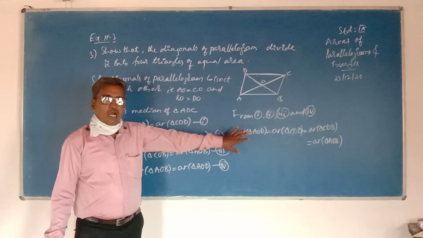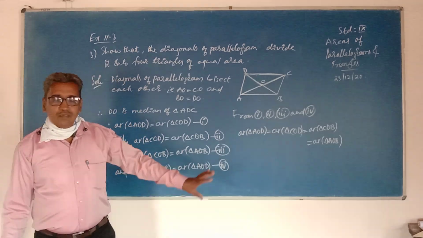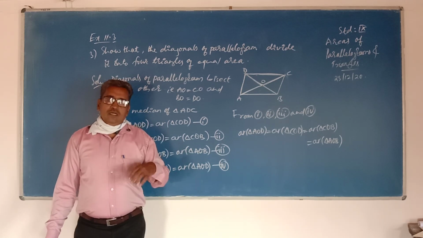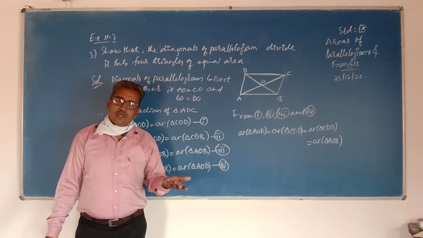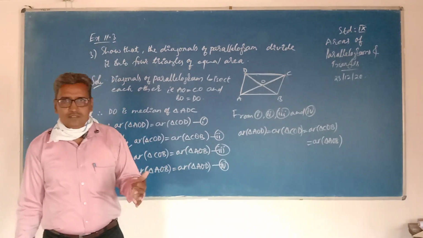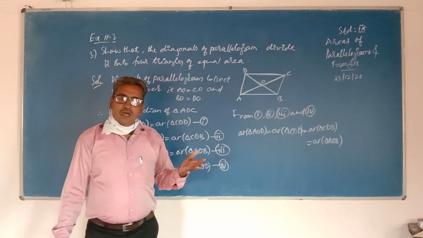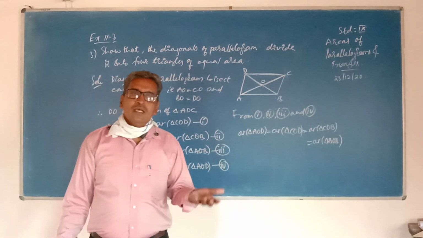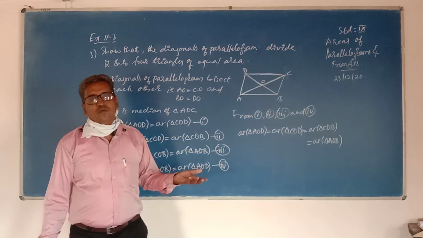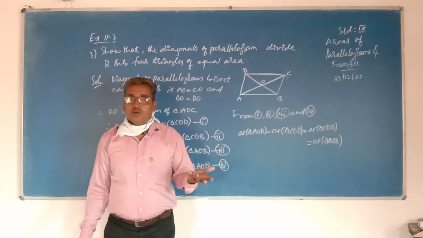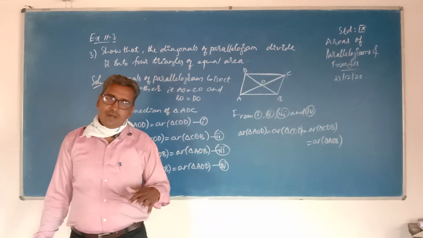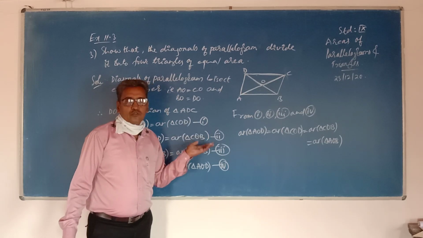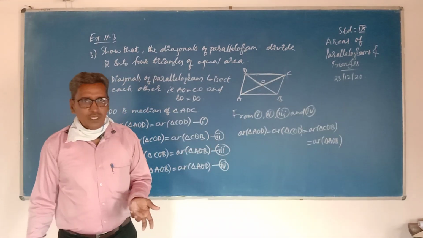So this is how we are going to use the median property of a triangle. Parallelograms are equal in area when they stand on the same base between the same parallels. A parallelogram and a triangle standing on the same base between the same parallels, then area of triangle is half of the area of parallelogram. And two or more triangles standing on the same base between the same parallels are always equal in area. Try to use these properties to solve the remaining examples. Okay. Thank you.